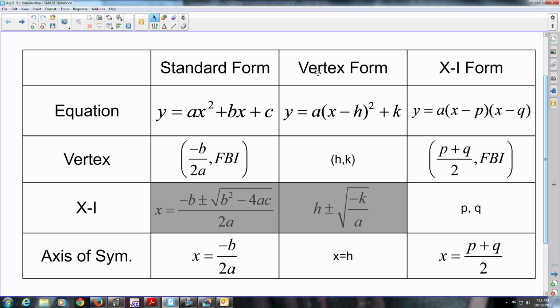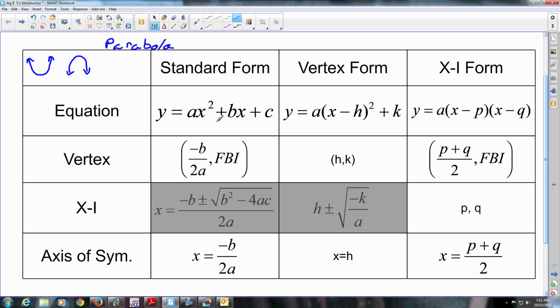There's three different forms for writing the equation of a parabola. And a parabola is a curve that looks generally like this. It can either open up or it can open down. And it's spelled P-A-R-A-B-O-L-A. Okay, parabola.